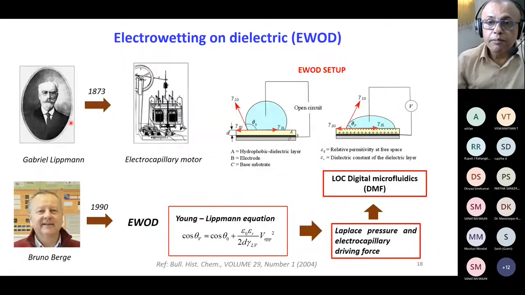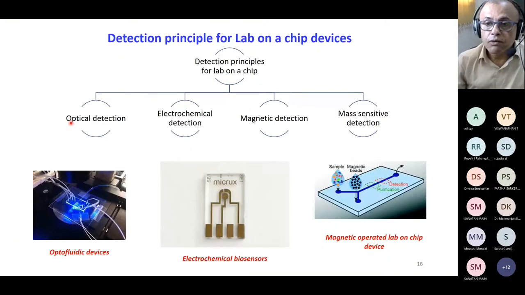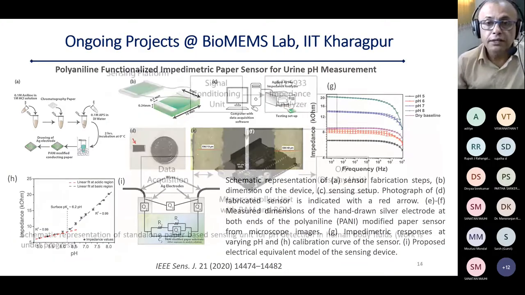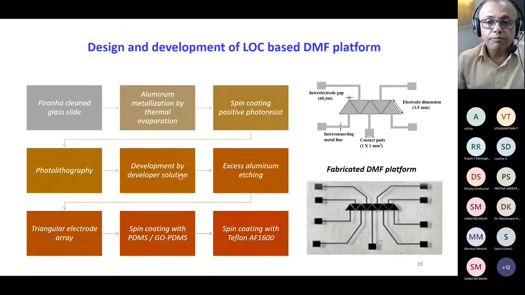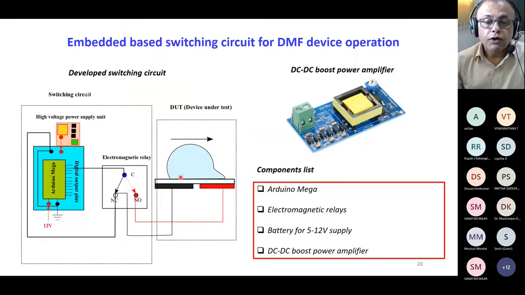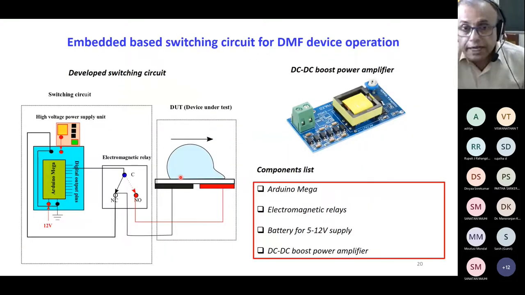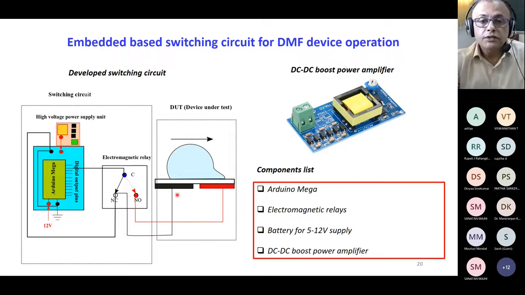So here, the requirement for the embedded system in that other case was different, where the impedance data has to be analyzed for a particular frequency to get the variation of impedance with the pH value at that frequency, and then it will be displayed or transmitted. But in this case, the embedded system has been developed for actuation of the different electrodes.